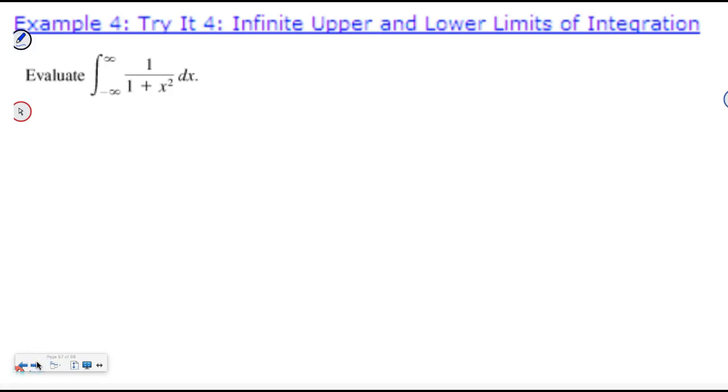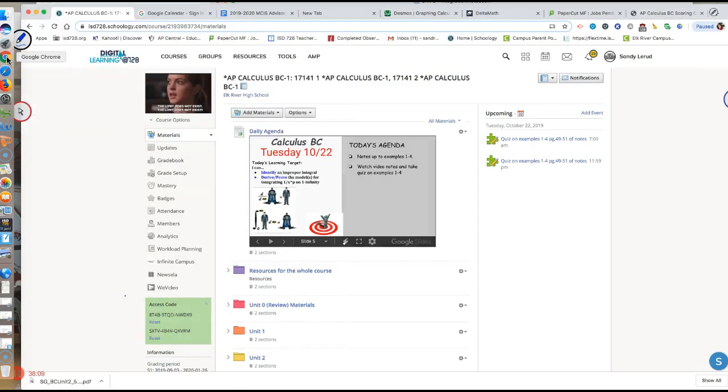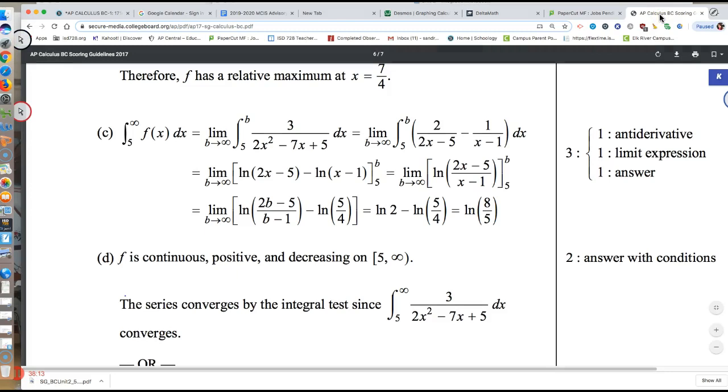Same here. How do you integrate this guy? That's arctan, but how do you deal with 2 infinite limits? So the notes are short, but they talk about some very important things. Last up, I want to show you last year's, and then you guys can just sit and chat. I think it was last year's, might be 2017. Scoring guidelines. Take a look.